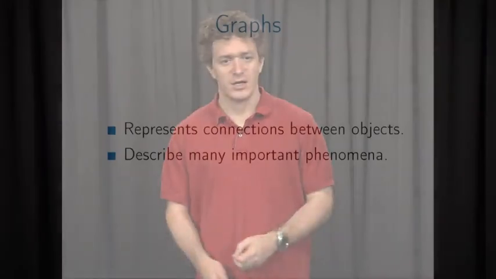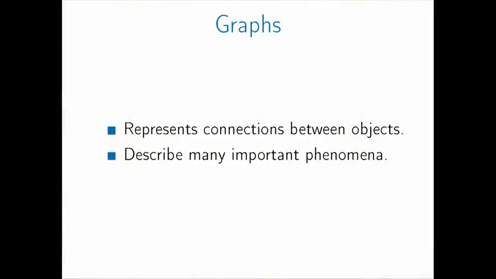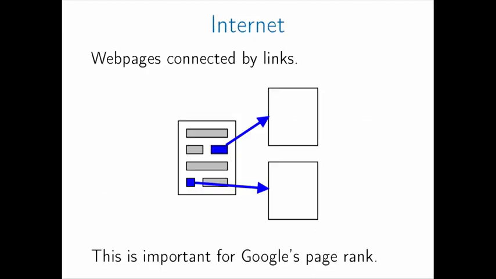So to start with, a graph is an abstract idea, an abstraction that represents connections between objects. And graphs are useful both in computer science and elsewhere in the world because they can be used to describe many important phenomena. For example, the internet often can be thought of as a graph, where you've got various web pages and they're connected to each other by links.